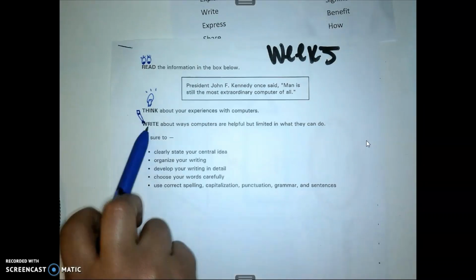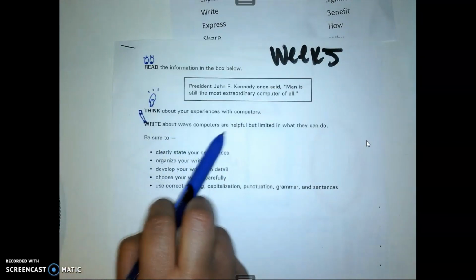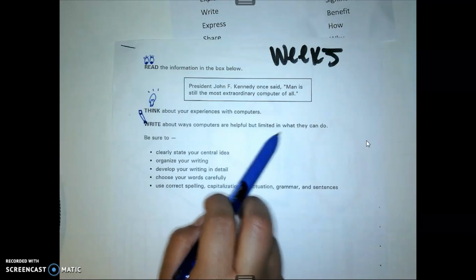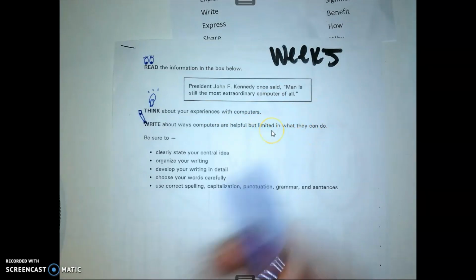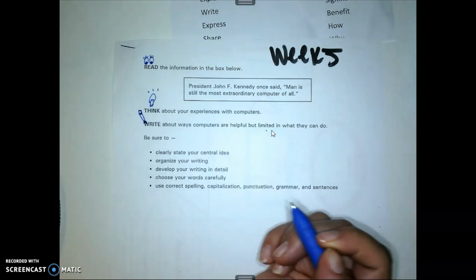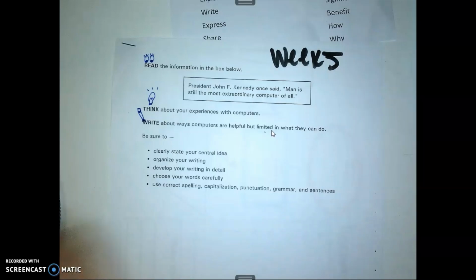Okay, now let's move on to write. Write about ways computers are helpful but limited in what they can do. Very interesting. So what this means is they want us to think about how computers help us, but also recognize there are certain things that they can't do. That's what the word limited means. Limited means that it can do so much, but it can't do everything.